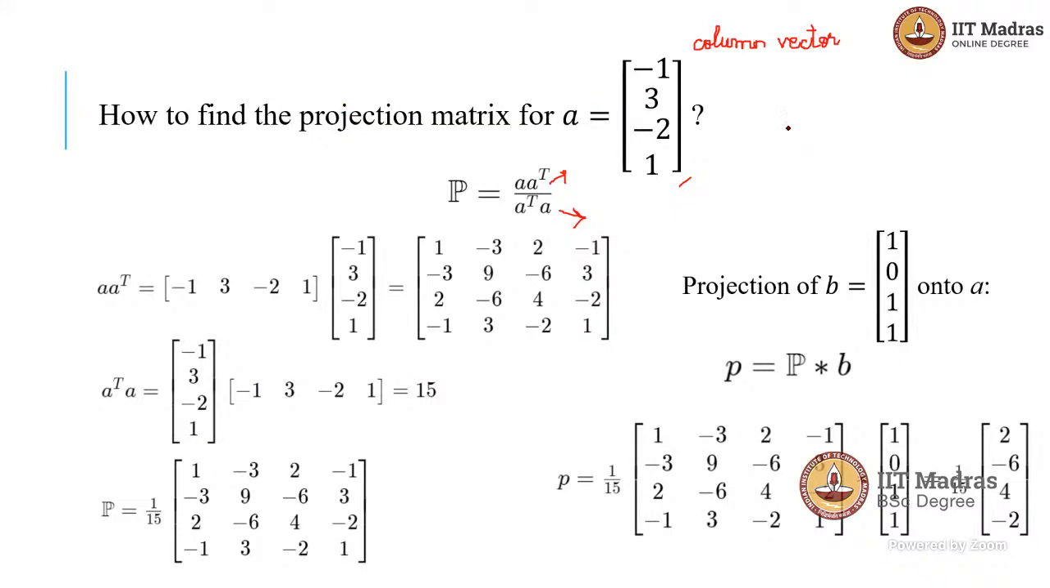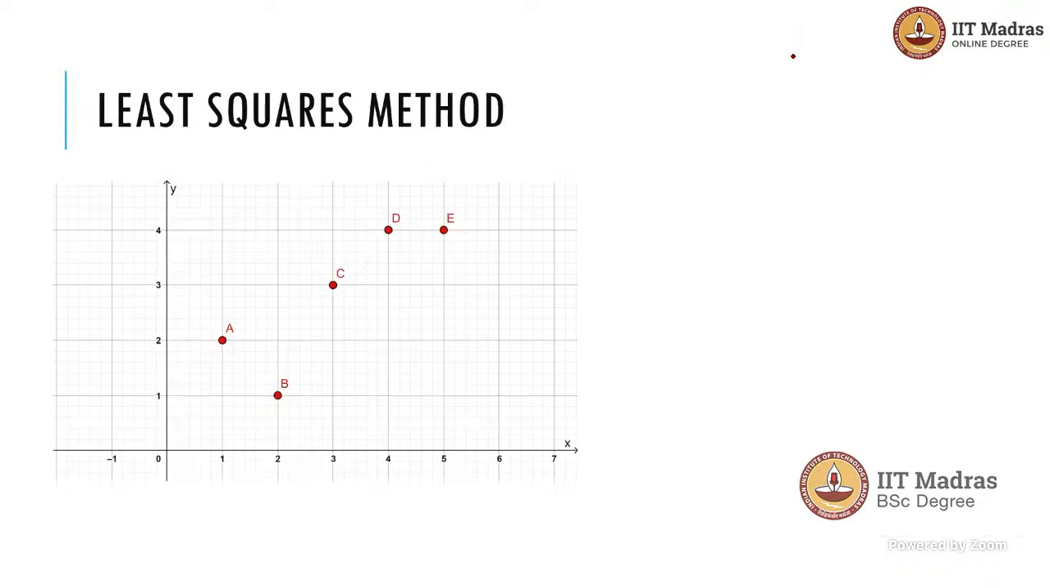So I have this simple projection example. Next is the least squares method. This is a simple example for the least squares method. Consider these data points. This example also we have seen last time.